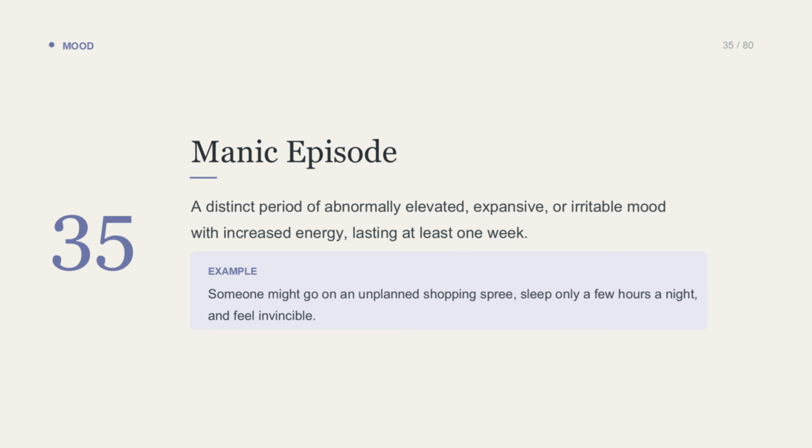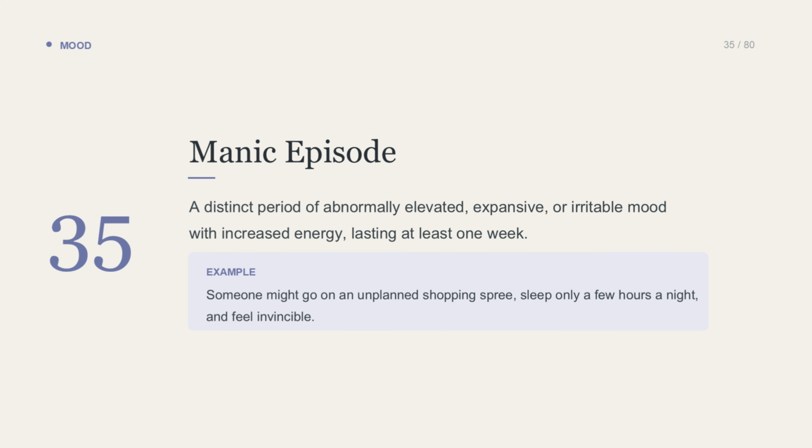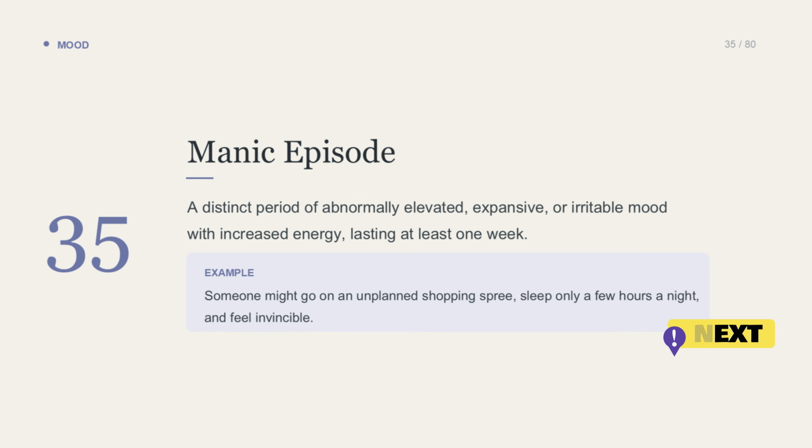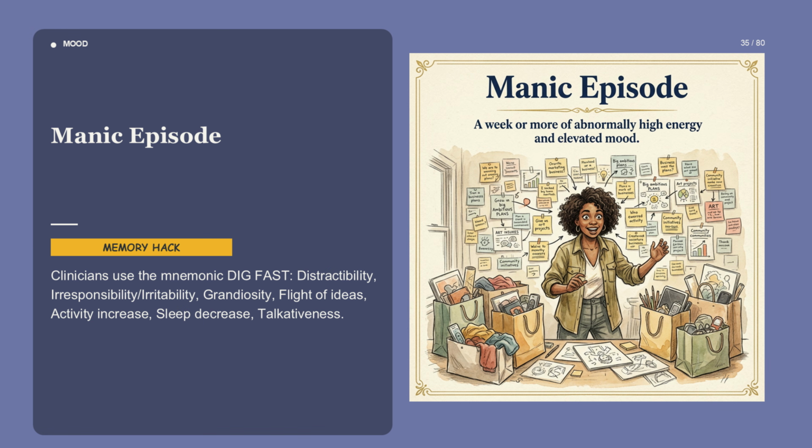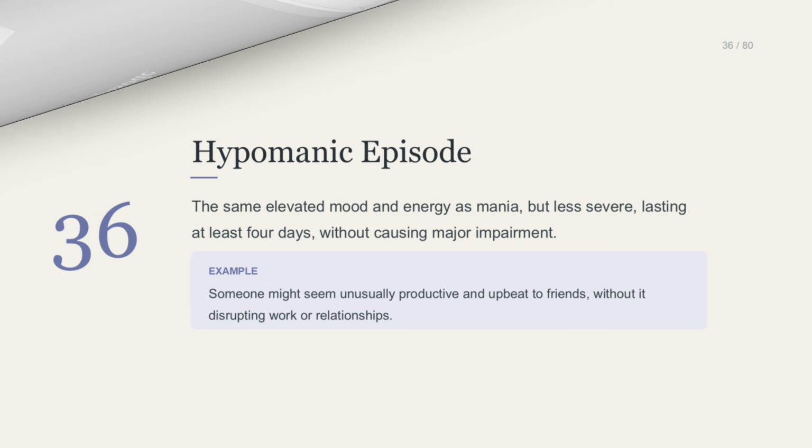35. Manic episode. A manic episode is a distinct period of abnormally elevated, expansive, or irritable mood, along with increased energy, lasting at least 1 week. For example, during a manic episode, someone might go on an unplanned shopping spree, sleep only a few hours a night, and feel invincible.